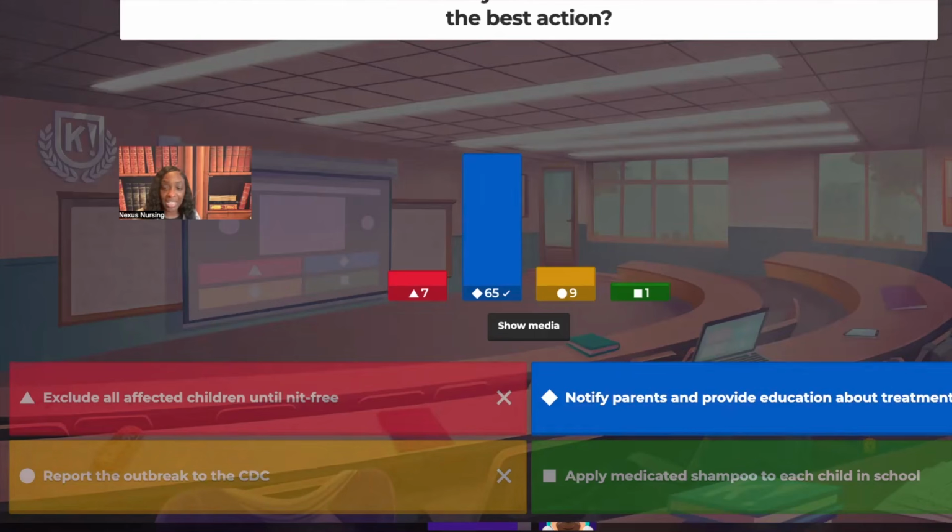And apply medicated shampoo to each child. That's another way of saying to all the children in school. Absolutely not. That's number one. And number two, everyone is not infected, why would you do that? Even a child that is infected, they need to go home. That's their parents' responsibility, not yours. Okay. So you're going to notify the parents and teach them what they need to do, which is to use that medicated shampoo that they're going to get from the healthcare provider. All right, guys, let's see how you did.